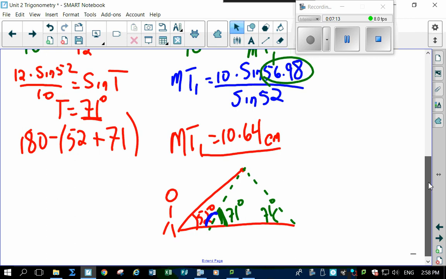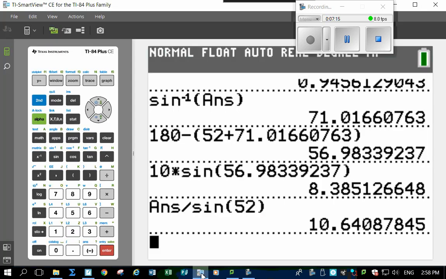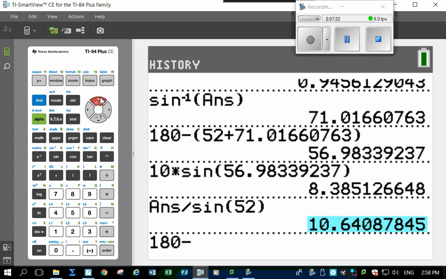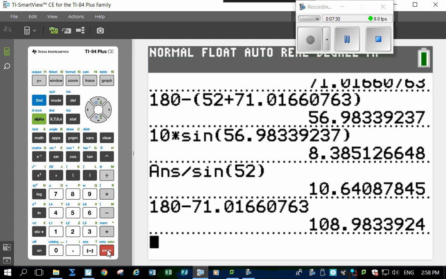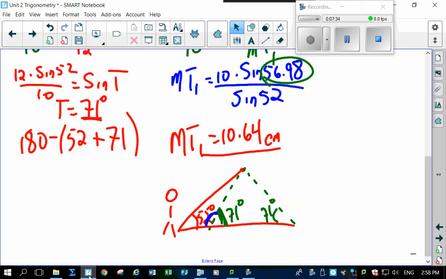So remember, here we go. 180 minus the obtuse angle. The obtuse angle, which is this 71 angle here, which is this guy right back here. Gives you your obtuse angle, 108.98. Okay, so go back to here, 108.98. Remember, that was a useless angle. We need this little angle here.